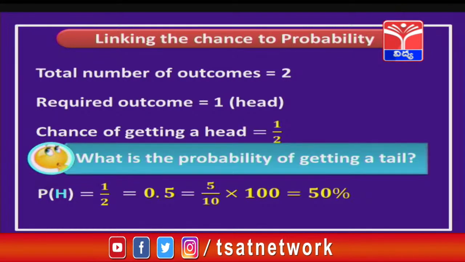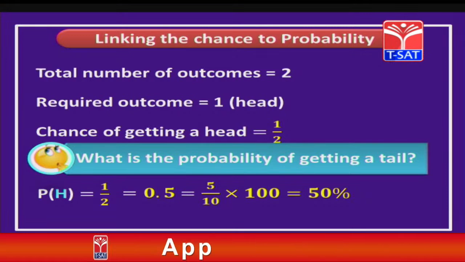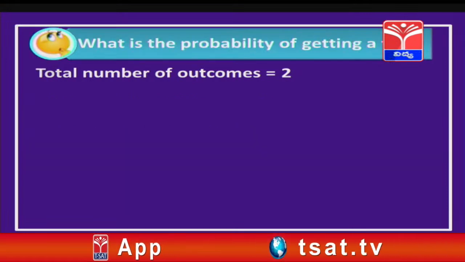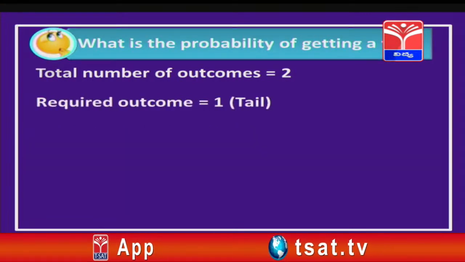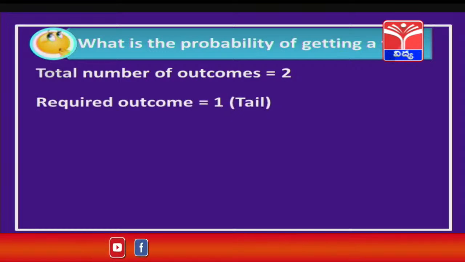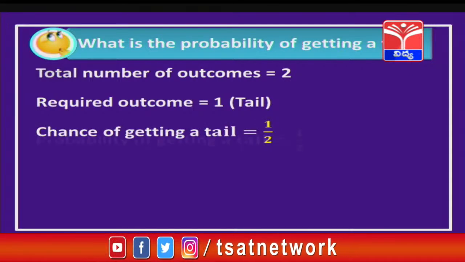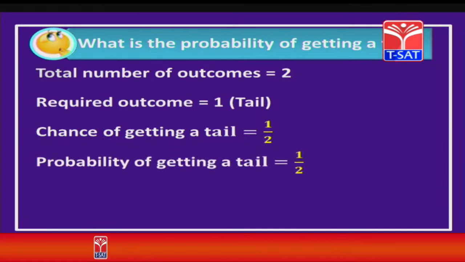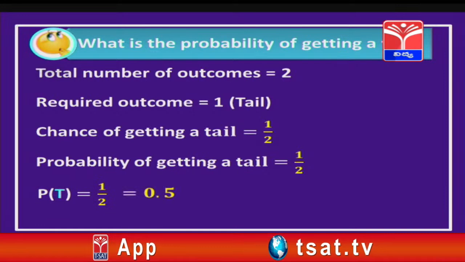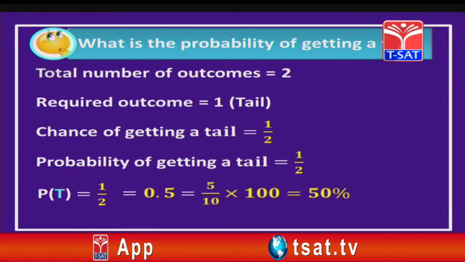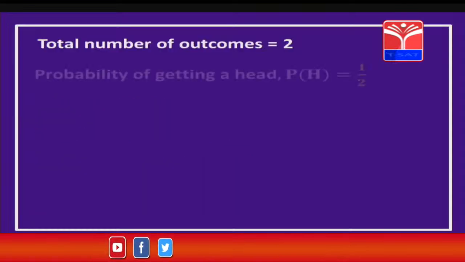Now, let us see how to find the probability of getting a tail. Again, the total outcomes are only 2, but now my required outcome is a tail, which is also only 1. So the chance of getting a tail is again 1 by 2, because one outcome is needed out of 2. That is the probability of getting a tail, which is half. When you convert it into a decimal or a percentage, you get 0.5 or 50%. Got it, children?